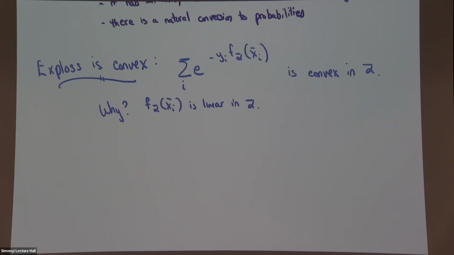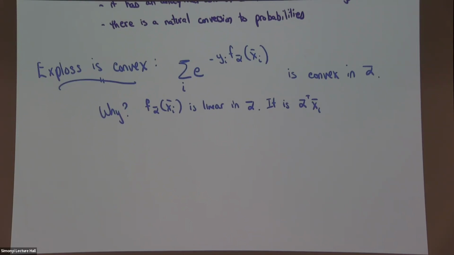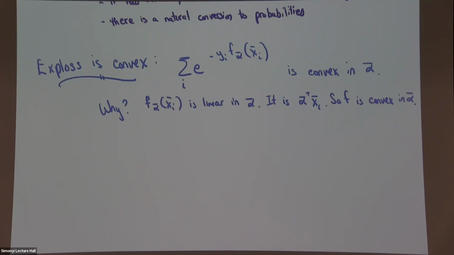It is alpha transpose times xi, right? So f is convex in alpha. So that's the first thing you need to know, is that f itself is convex in alpha.